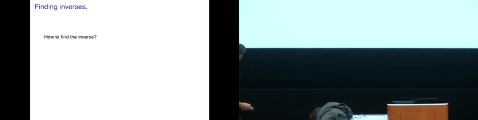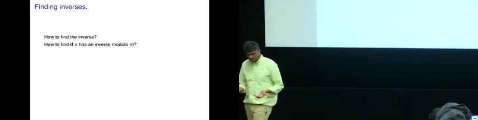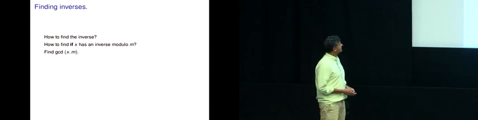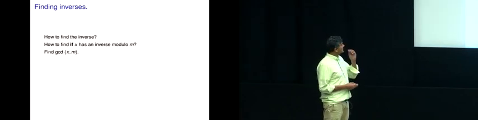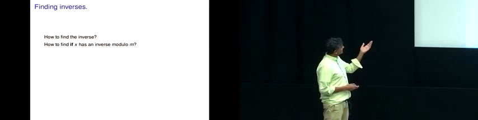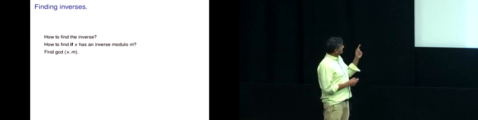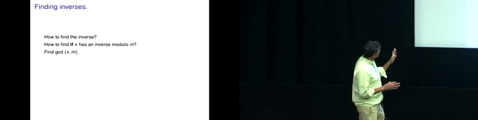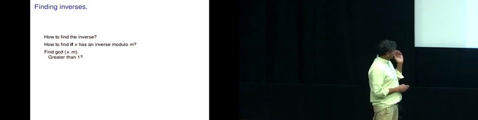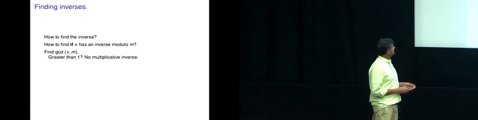How do you find an inverse? We saw how to find one: you just try everything. To find out if x has an inverse, we can just check the GCD of x and M. Is it greater than 1? That's all we really have to do. If so, there's no multiplicative inverse.